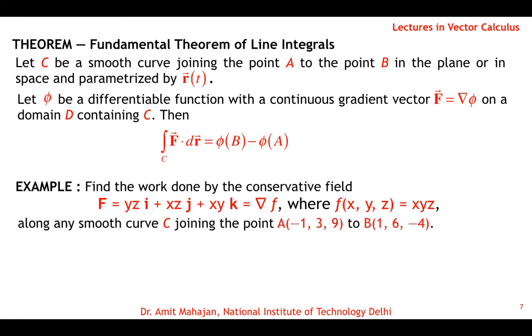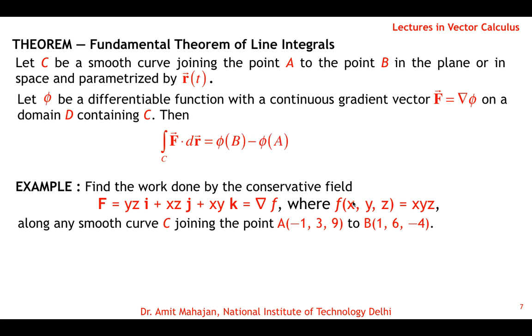A very simple example: find the work done by the conservative field. If you are given that this field is conservative, that means I can write it as the gradient of some function, where the scalar function is xyz. Clearly, if I take the gradient of this, it will end up with this field, along any smooth curve C joining points A and B. So if this field is conservative, then the work done is the line integral, and that line integral is independent of path and can be calculated directly from the potential function at the endpoints.